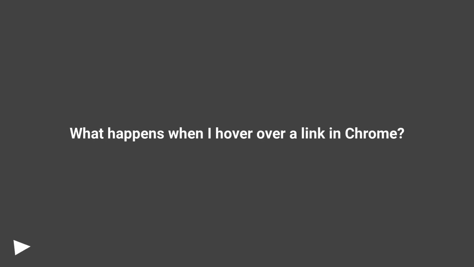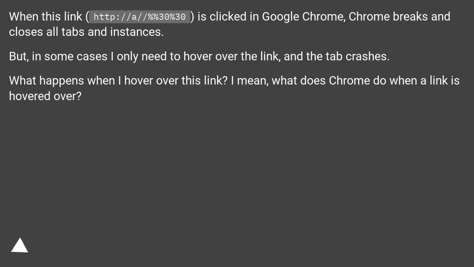What happens when I hover over a link in Chrome? When this link, http://a/%30%30, is clicked in Google Chrome, Chrome breaks and closes all tabs and instances. But in some cases I only need to hover over the link, and the tab crashes. What happens when I hover over this link? I mean, what does Chrome do when a link is hovered over?